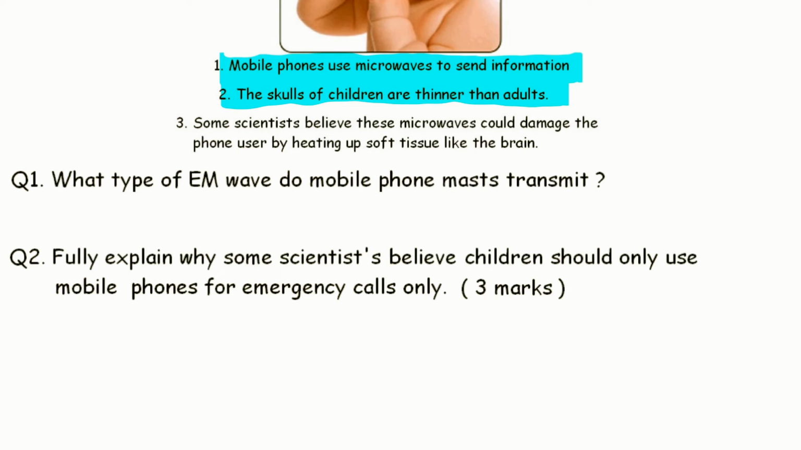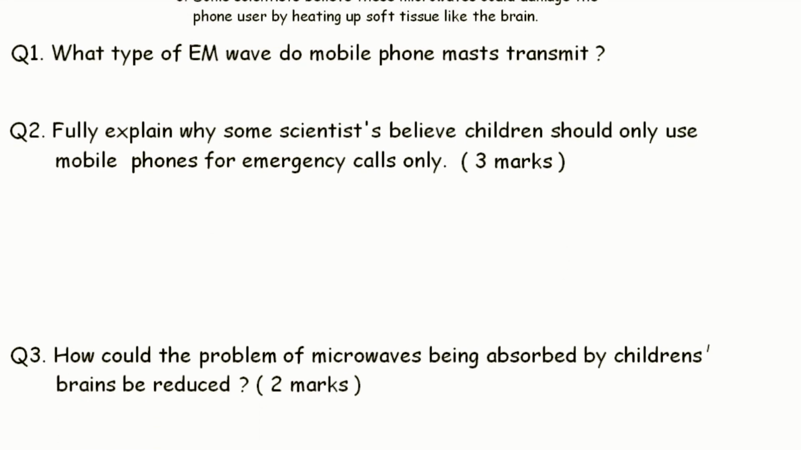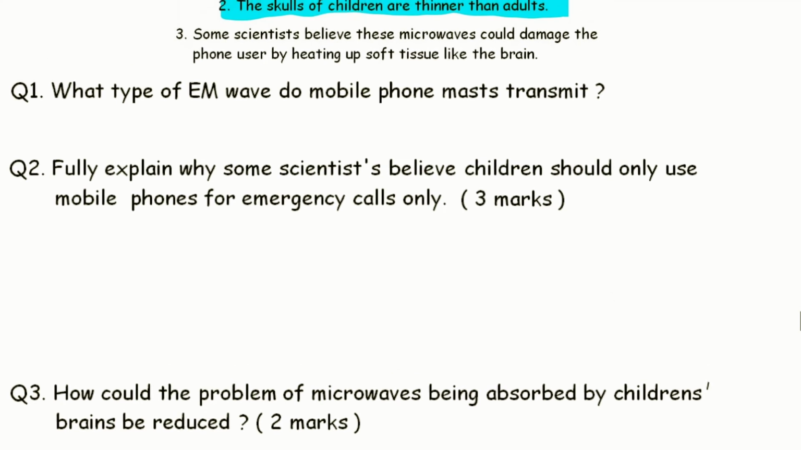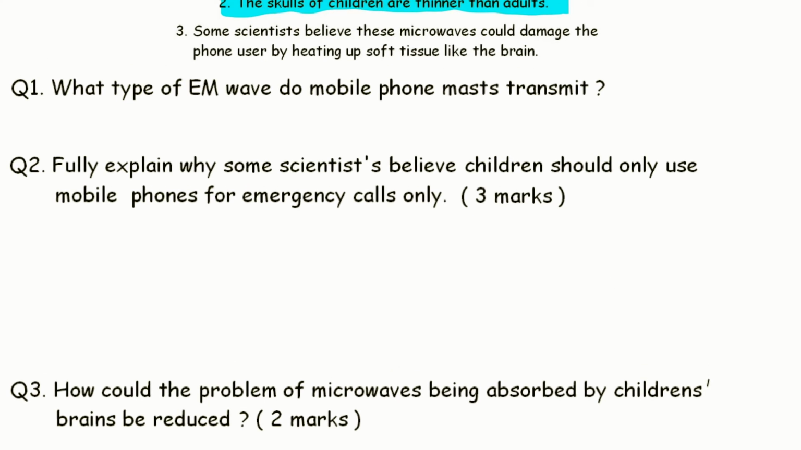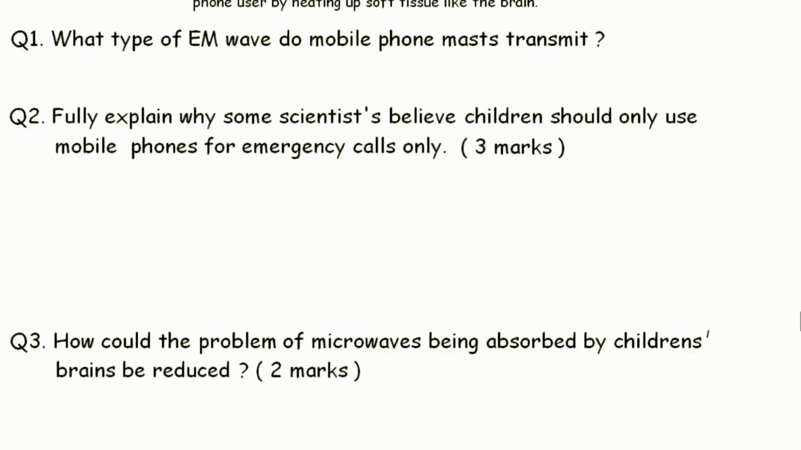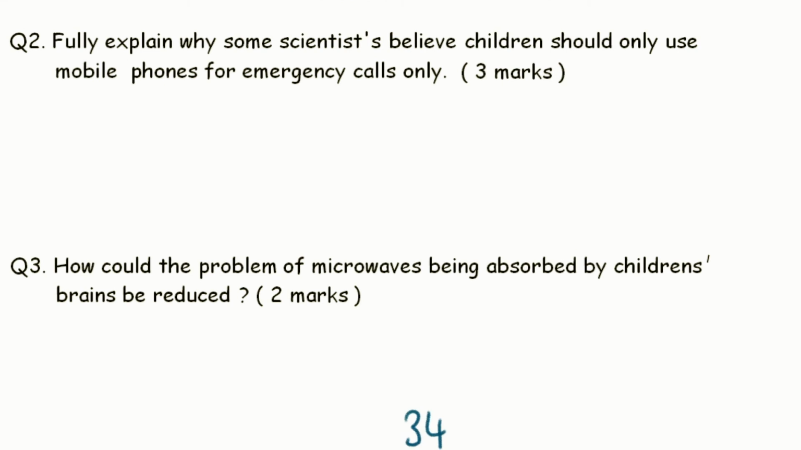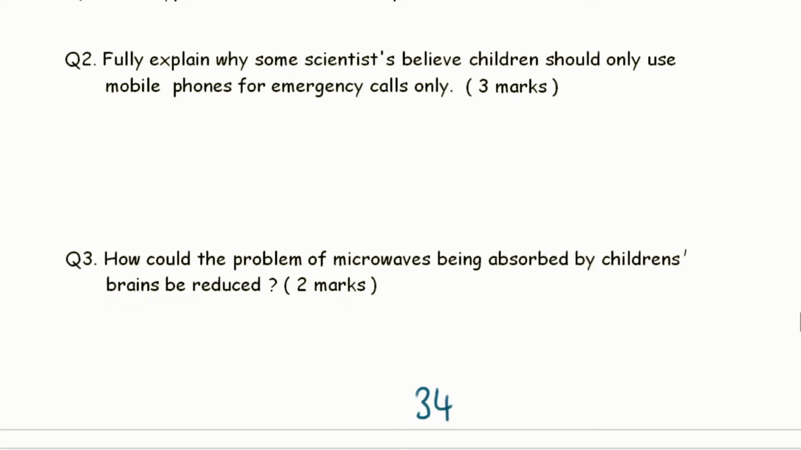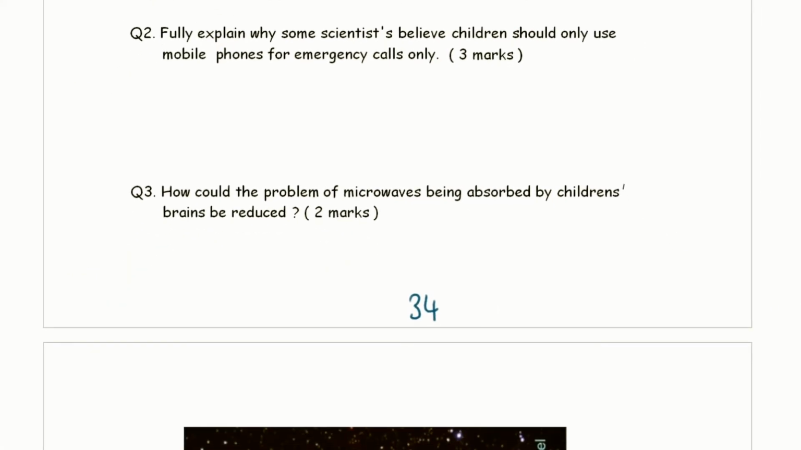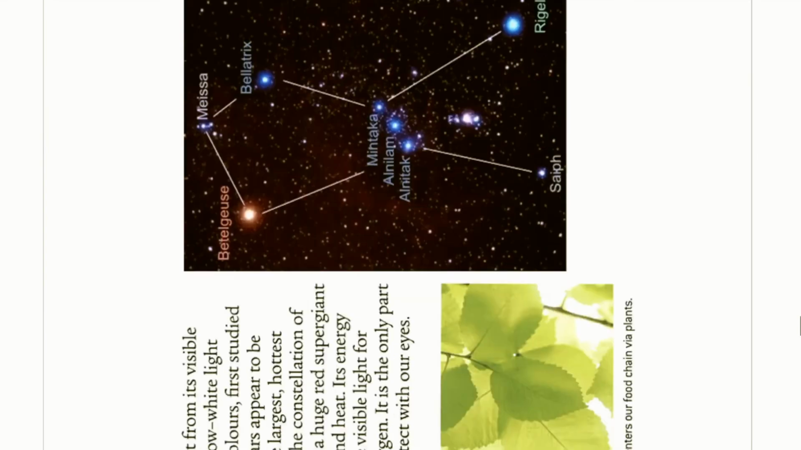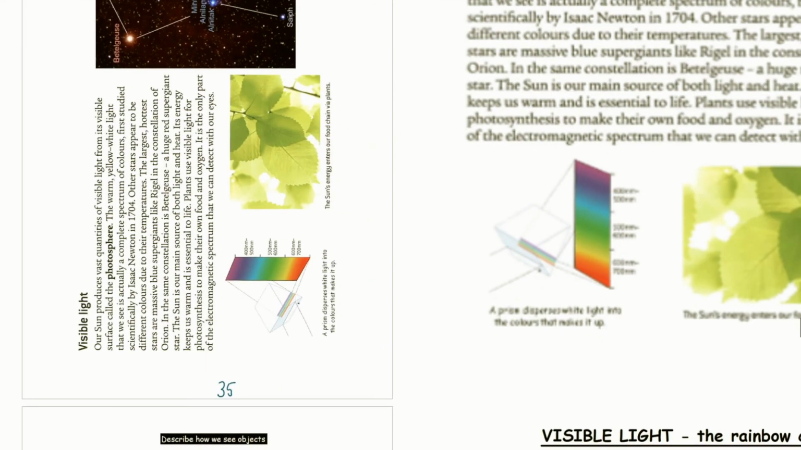So the next question, how could the problem of microwaves being absorbed by children's brains be reduced? Well, what you can do is, number one, limit the use of phones. Don't hold them to your ear, so use a speaker function or headphones instead. Once you've completed question 3, then there's information on the next page.